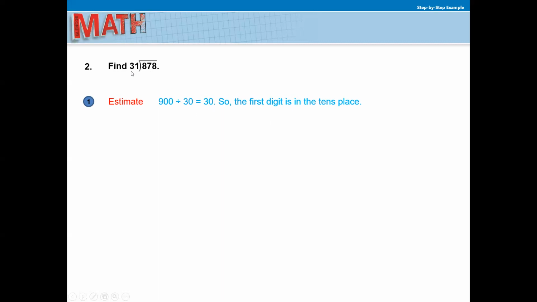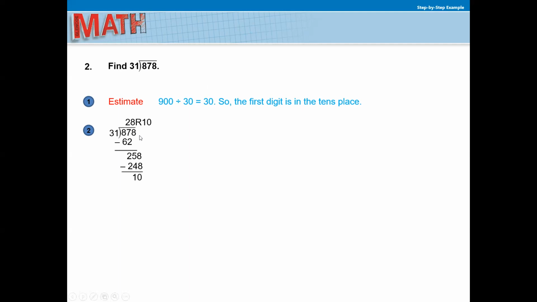We might ask ourselves, will 31 go into 8? No. Will 31 go into 87? Yes. So the first digit of our quotient is going to be above the 7, not above the 8. Not this 8. Okay, placing your quotients carefully in the answer is very important.